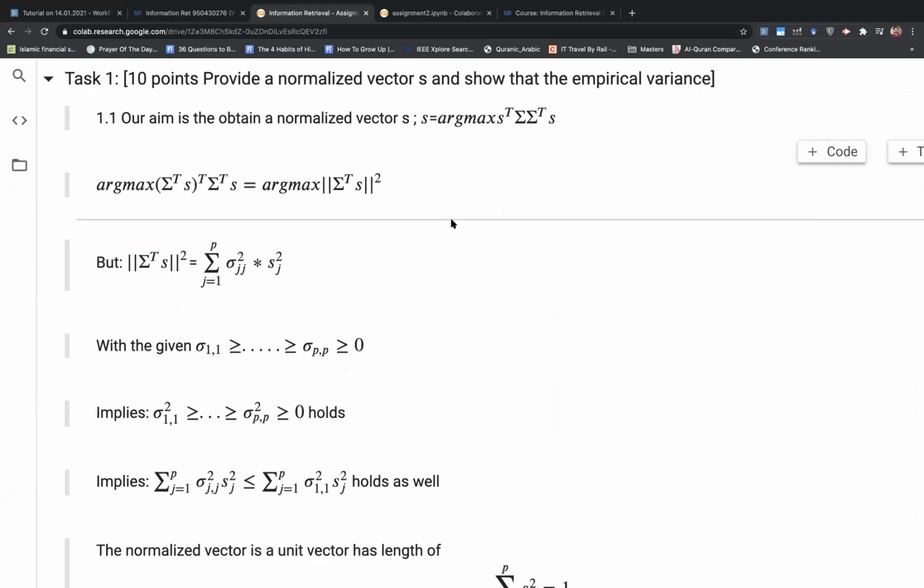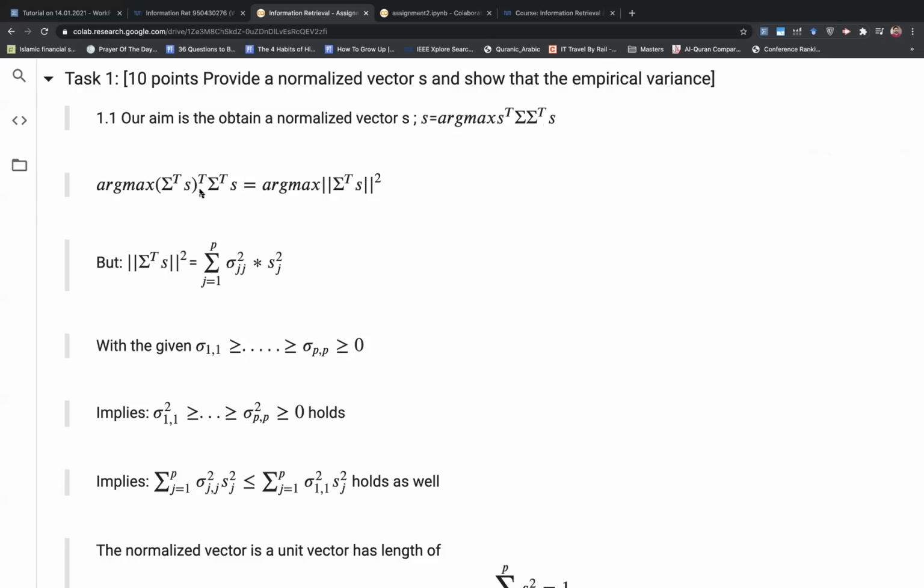In task 1.1, our aim is to obtain a normalized vector S such that it is the argmax of S transpose Sigma, Sigma transpose S. Looking at the right hand side, you can see that the argmax of S transpose Sigma, Sigma transpose S can be written like this. We just take the transpose and rewrite it as follows. I hope this is simple enough for everybody.